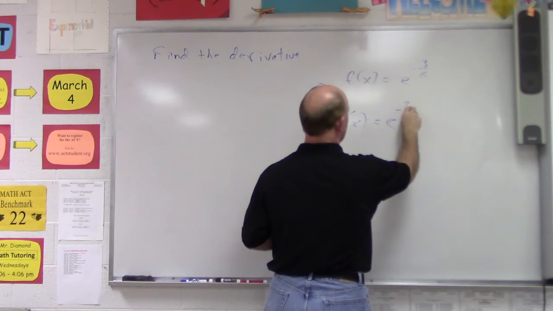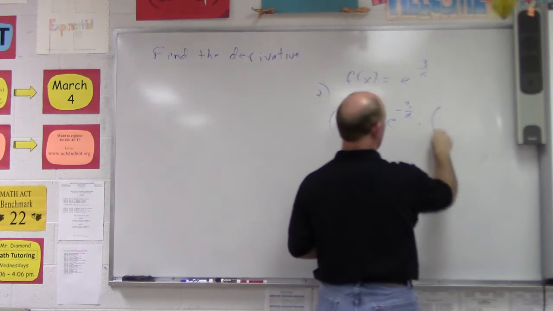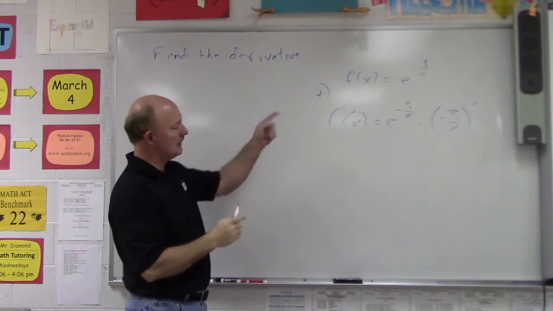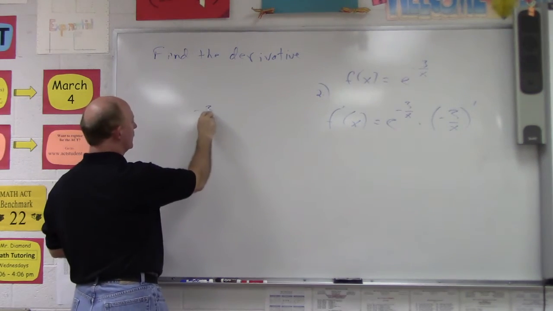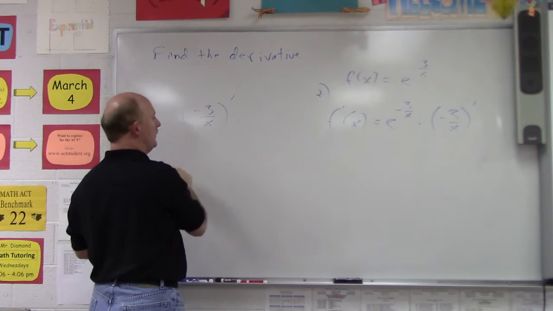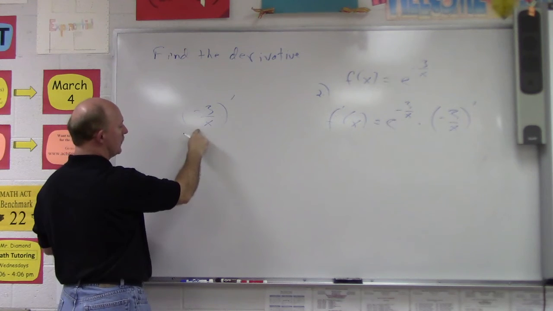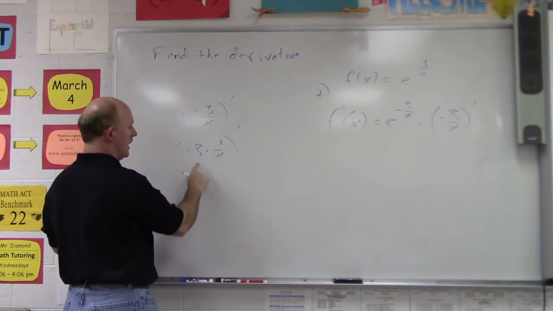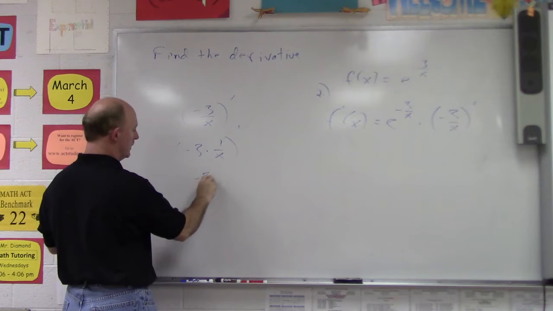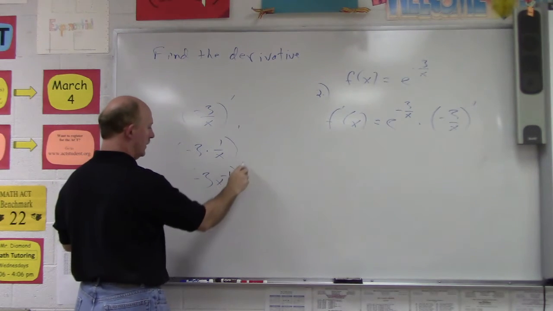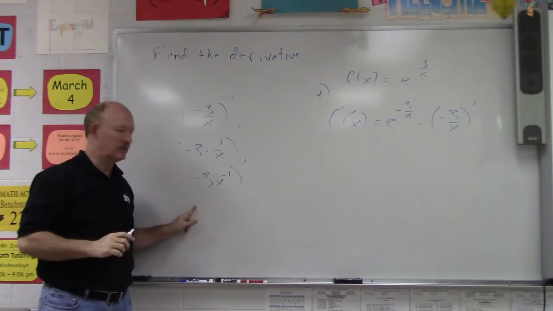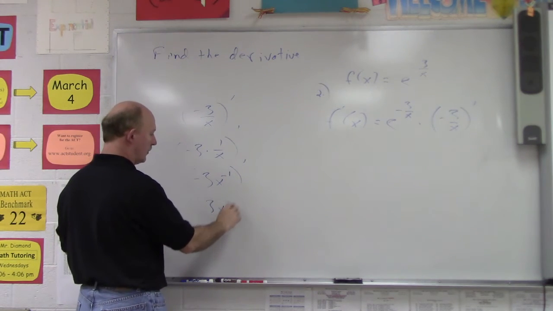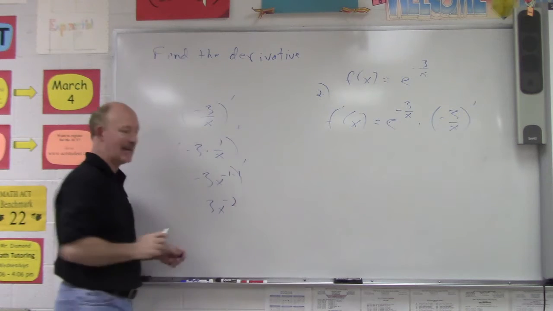This will be e to the negative 3 over x times the derivative of negative 3 over x. Now, when you look at the derivative of negative 3 over x, all right? Negative 3 over x is the same thing as negative 3 times 1 over x, which is the same thing as negative 3x to the negative 1. So as you get that derivative, we want to rewrite this, right? And then taking the derivative, negative 1 times negative 3 gives us positive 3. You got to subtract 1 from your exponent, to the negative 2 power.